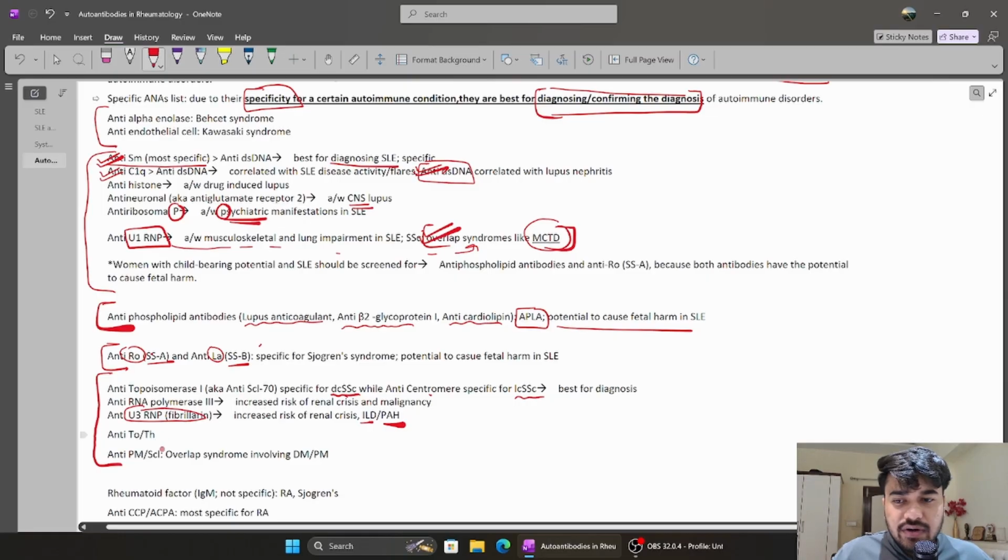Then we have anti-Th/To antibody, anti-PM/Scl antibody. So all these also are specifically seen in systemic sclerosis. Anti-PM/Scl antibody is also specific for overlap syndrome involving dermatomyositis and polymyositis.